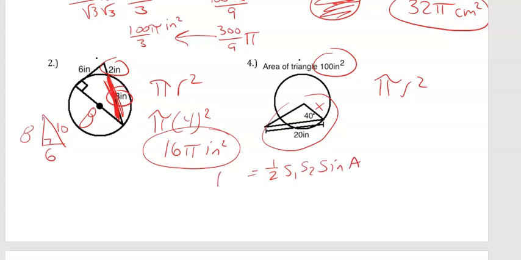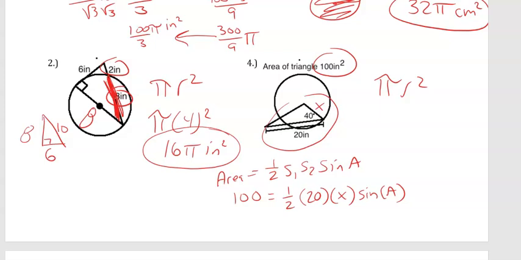The area equals 1/2 side side sine of the angle. So I could say 100 equals 1/2 side, which is 20, times side, which is x, times the sine of the angle between them. Now that's ugly. I need to get rid of 1/2, I need to get rid of 20, and I need to get rid of sine of a. Does anybody have any ideas of how we could do that?